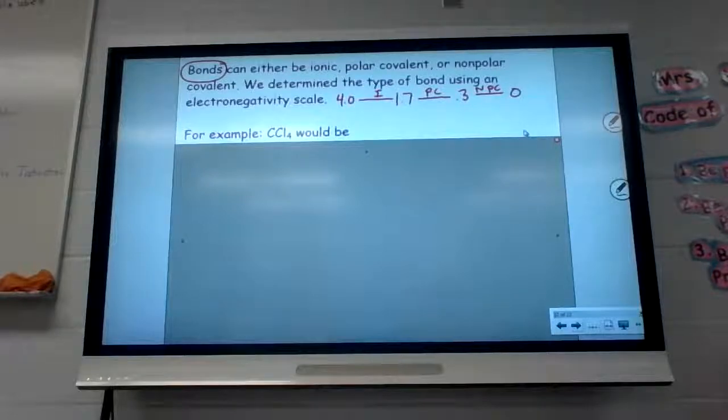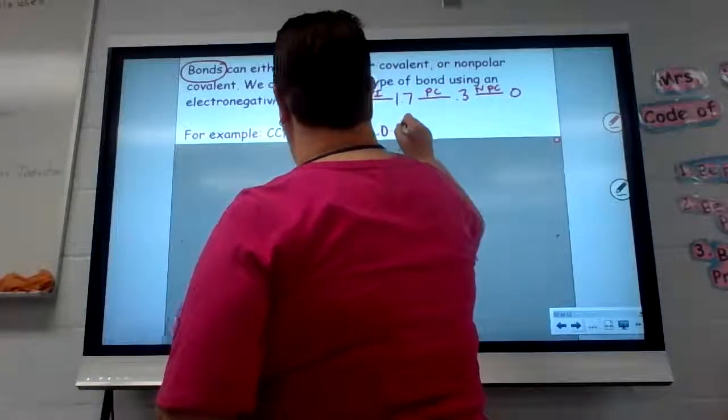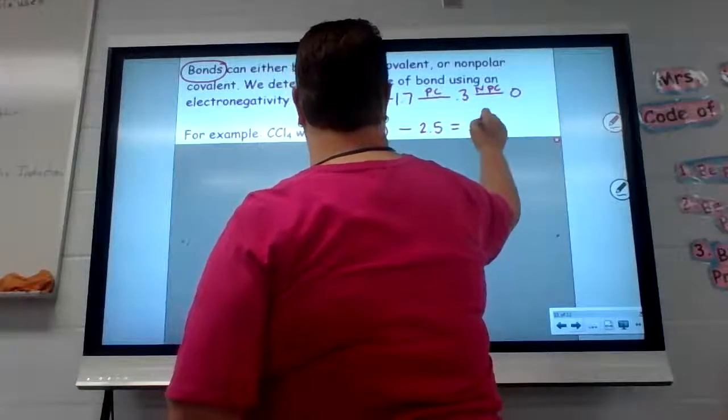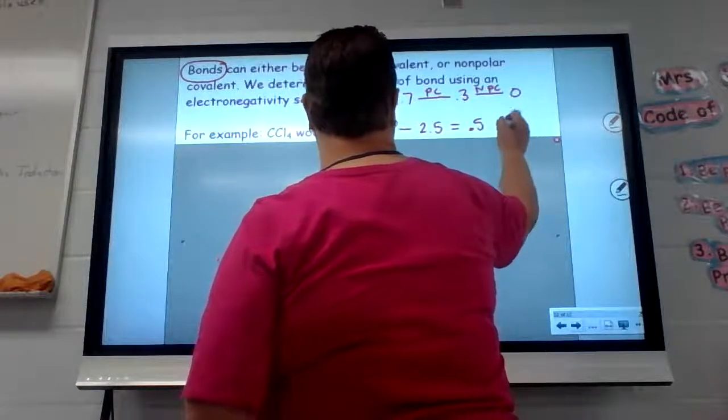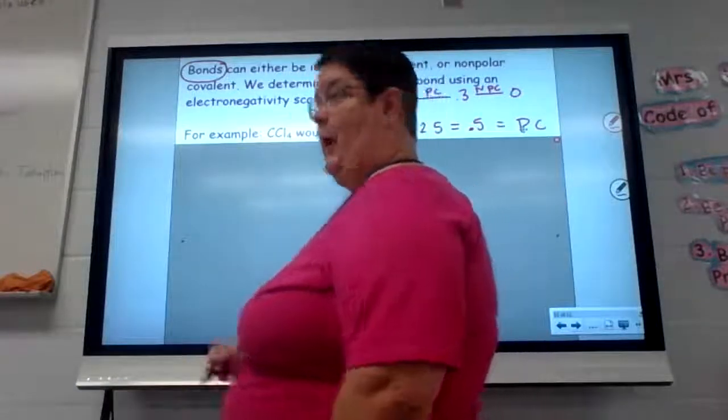CCl4. How do we decide the bond type? The periodic table with the numbers, electronegativity. So we look up chlorine, and chlorine is 3.0, and I think carbon's 2.5, and you get 0.5, which tells us what? It is polar covalent. Polar covalent. Okay?